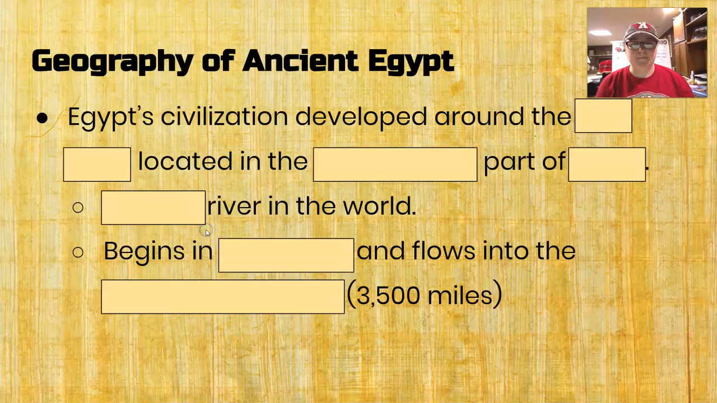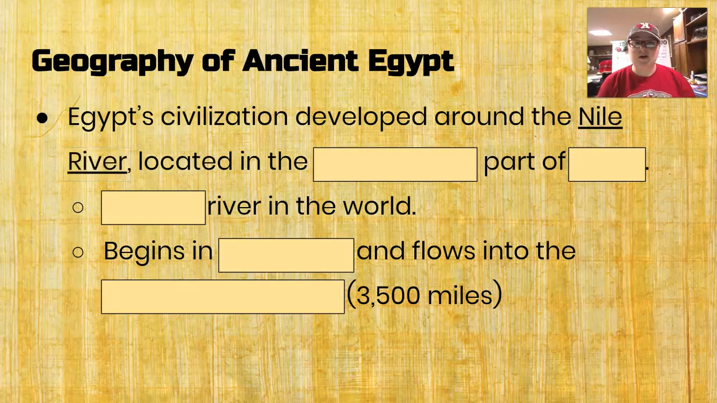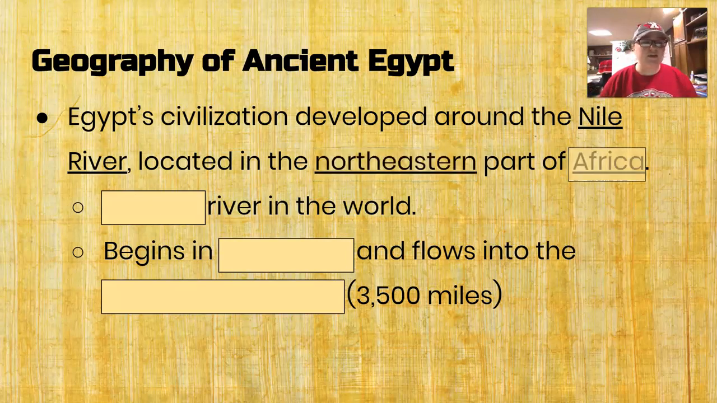So I can click here. So the geography of Egypt. Egypt's civilization developed around the Nile River. Okay, and most of us kind of know that already, that the Nile River is in Egypt. It's located in the northeastern part of Africa is where the Nile River is. And I have a picture that I'll show you here in a little bit on a map.